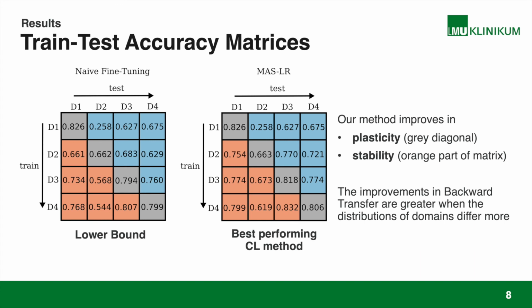Here we show some results in terms of train test accuracy matrices for the lower bound baseline, which is just fine-tuning consecutively on the 2nd to 4th domain, and our MassLR continual learning approach. Our method improves over the baseline in plasticity, which is the gray diagonal, and stability, or backward transfer, which is the orange part below the diagonal. We can also observe that improvements in backward transfer are greater when the domains differ more. For example, the catastrophic forgetting on the first domain is highest after fine-tuning on the second domain, as these 2 domains differ a lot, and we can see great improvement here by using continual learning.